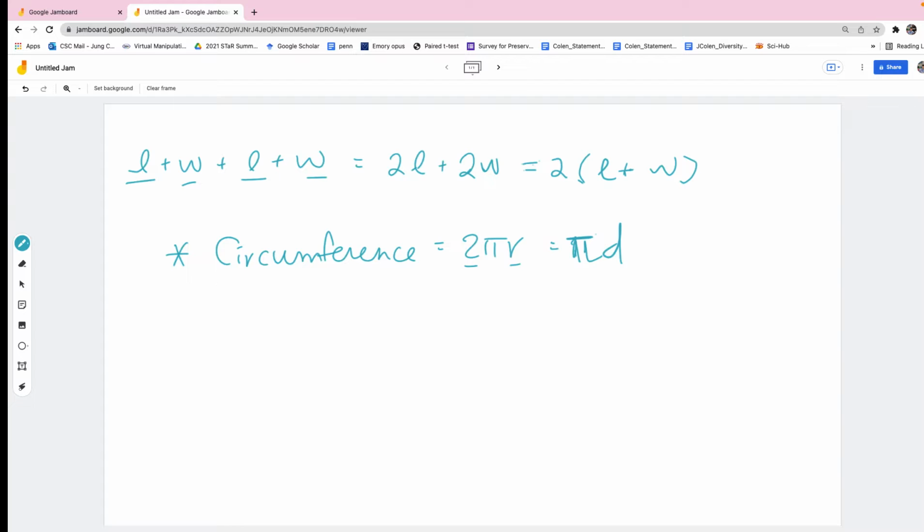Okay, so now let's talk about the chord length.